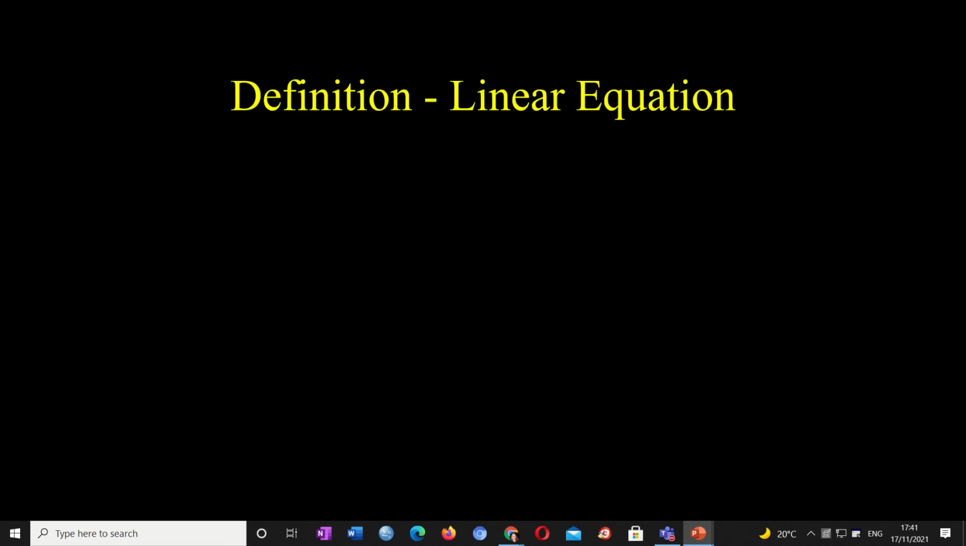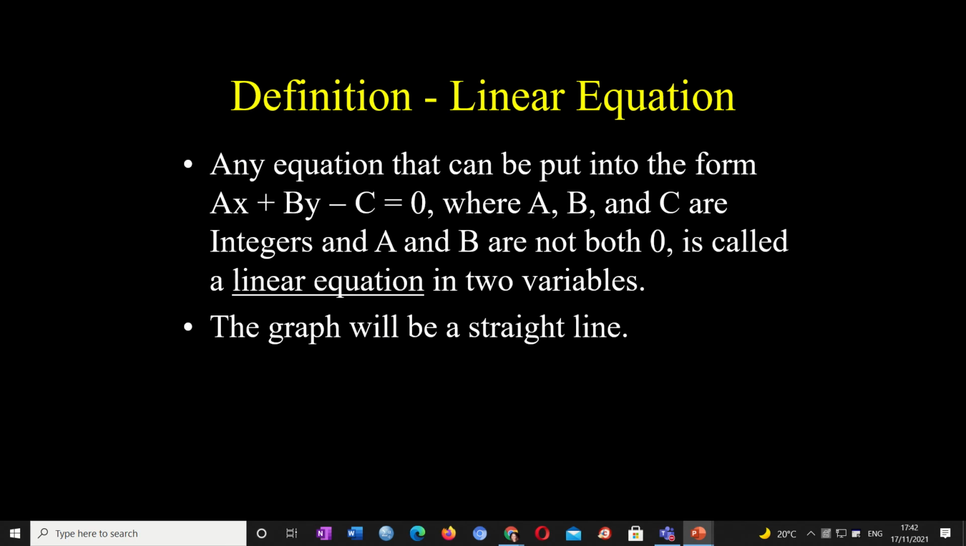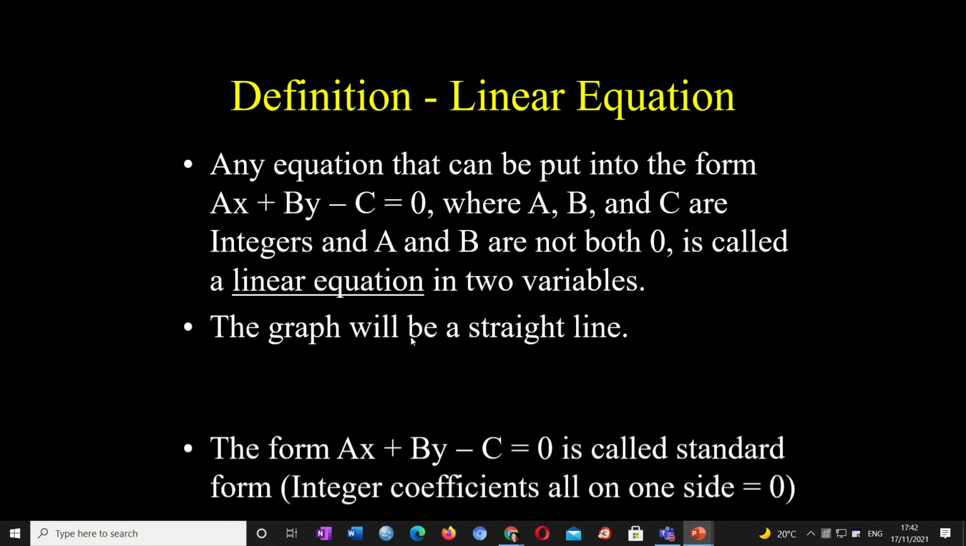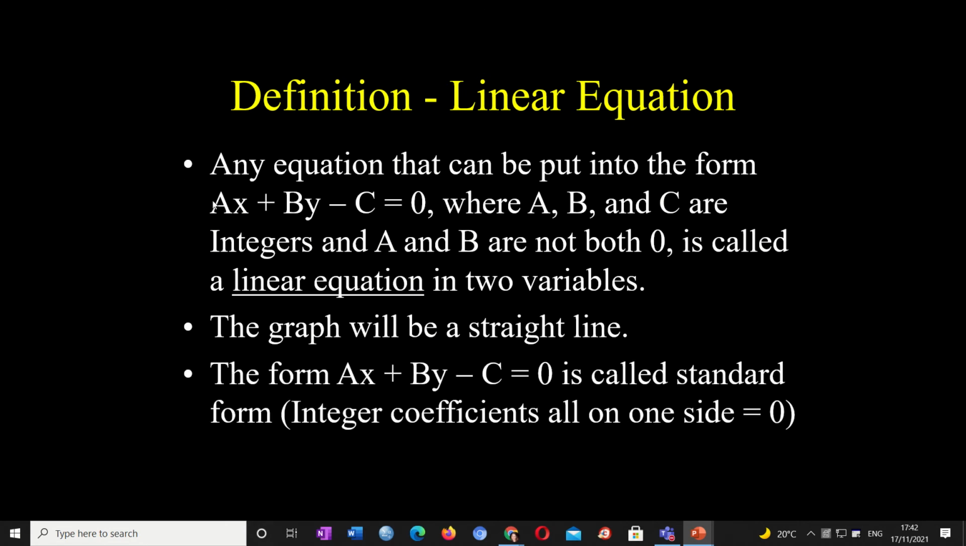Yes, we have seen in the course before lines and linear equations, in the form ax plus by minus c equals 0. Here a, b and c are integers, but it's important that a and b are not both 0, because if they are both 0, then we do not have a linear equation. One of them may be 0, okay?